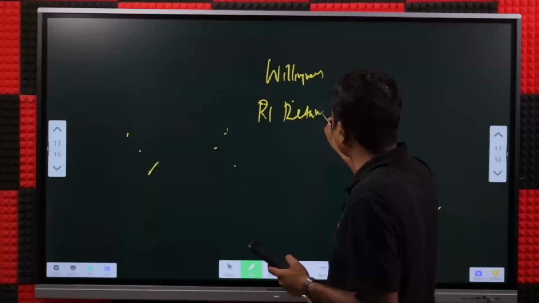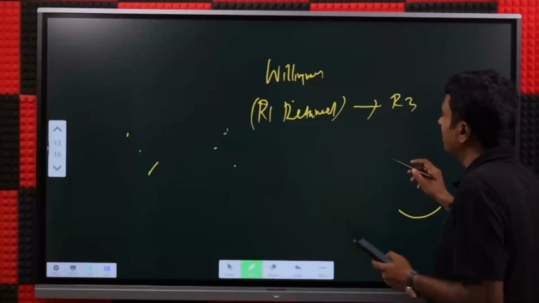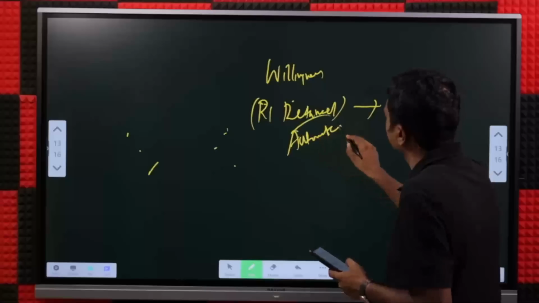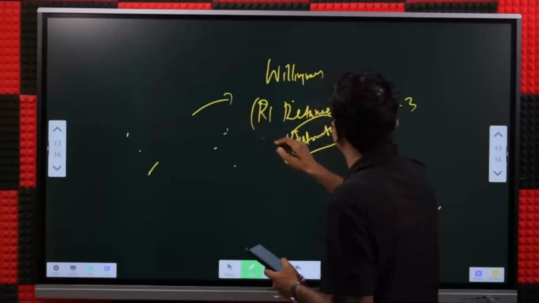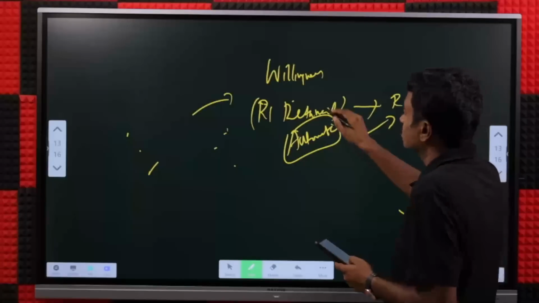You retain your R1 seat. I want to go to R3. How do I provide willingness? It is automatic. It is considered that you have provided willingness because you already provided a willingness. Now automatically you can go and fill choices for R3. Nothing to be done. This is what is mentioned in the UG.